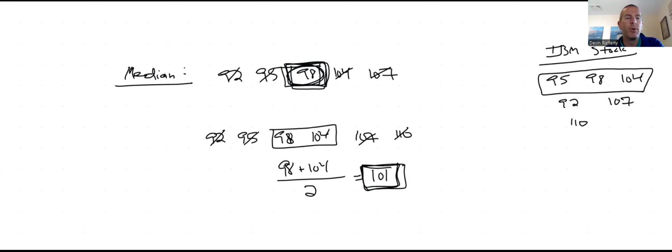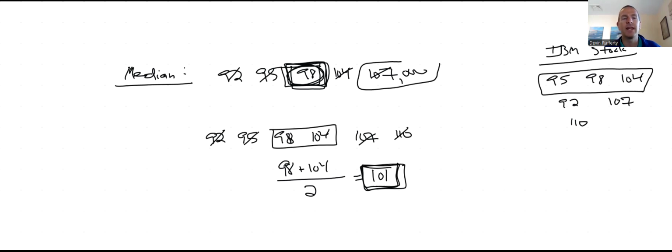Well, the point of the median is it doesn't matter whether this number is 107 or 107,000. Obviously, if this number was 107,000, this would pull the average up, right? If it was 92, 95, 98, 104, and 107,000, the average of this is going to suddenly go way, way up. It's going to be very, very high.